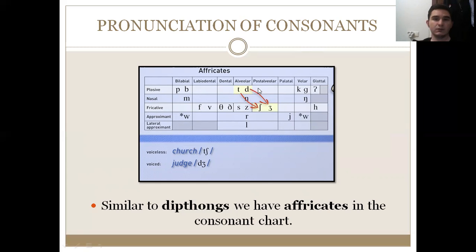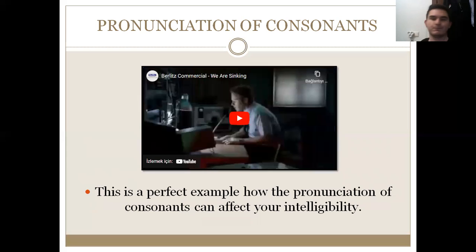Another example would be d and j. Collide them together and they make the j sound, as in judge. I mean, they are basically diphthongs in the vowel diagram, but they are just called something different, and they are in the consonant chart now.